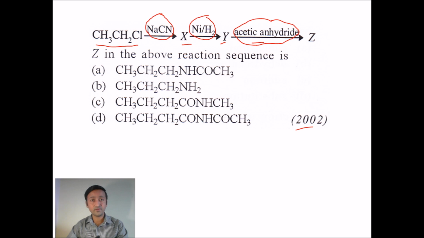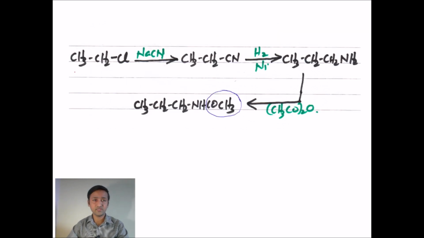Let me take the reaction now. First one, starting with ethyl chloride upon treatment with sodium cyanide. Sodium cyanide is an ionic compound. It easily breaks to generate a nucleophile CN-, which attacks this carbon, and as a result chlorine is eliminated in the form of chloride to form propane nitrile. So we get the compound CH3CH2CN.